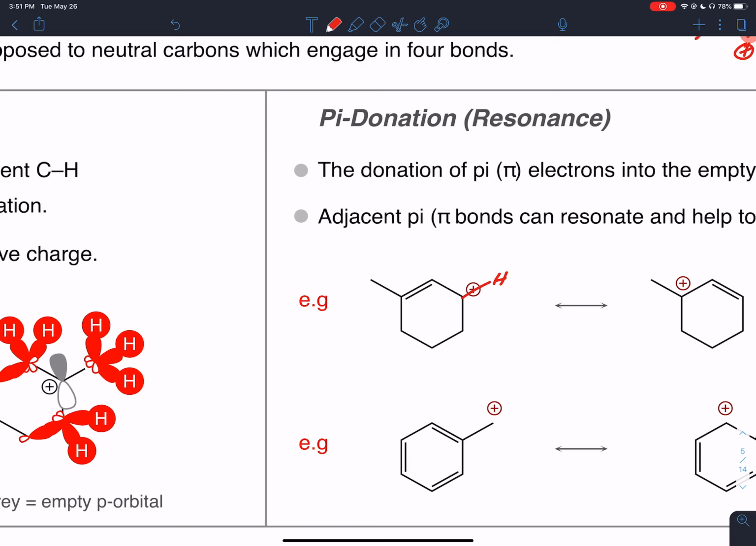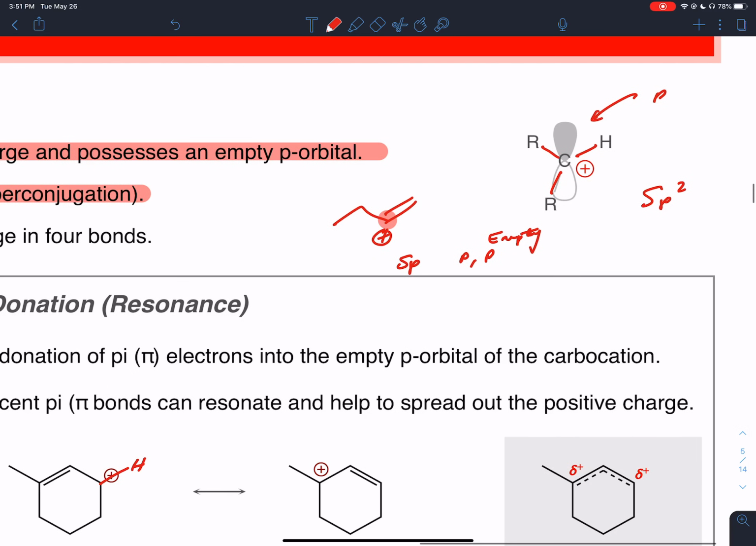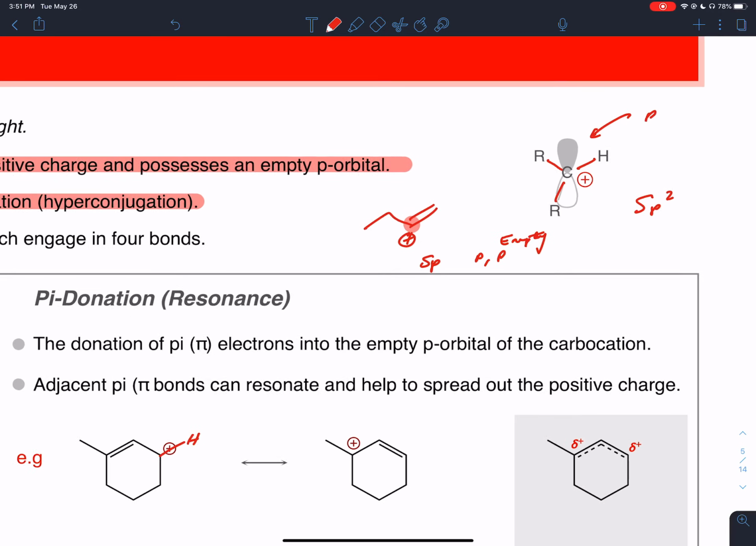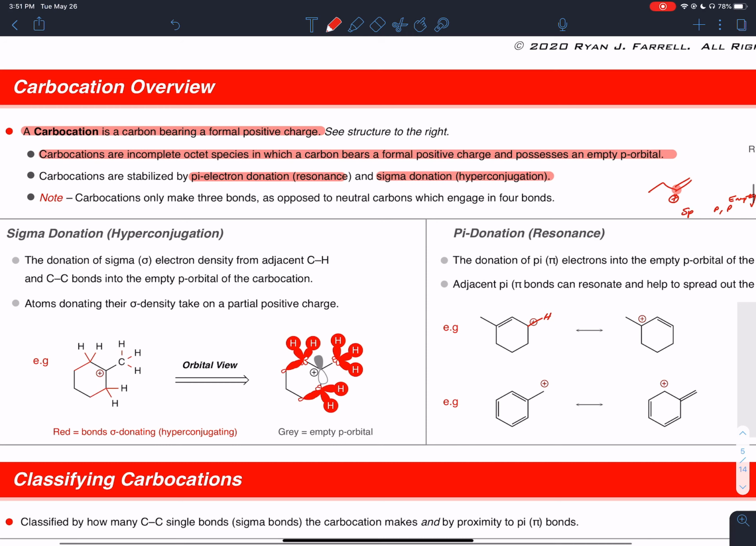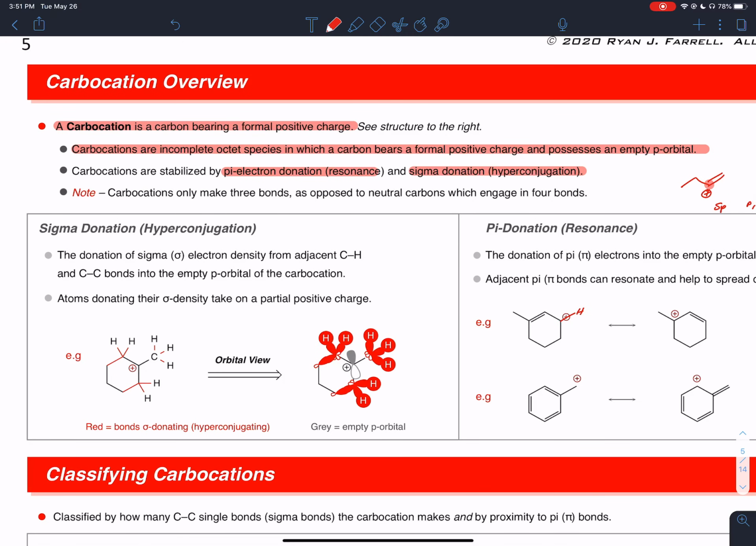So carbocations make 3 bonds. The vast majority are sp2. When they're only otherwise sigma bonded, they are incomplete octet species. They have this empty p orbital, and they are stabilized by electron donation, and we can have both sigma and pi electron donation. Let's get into that.